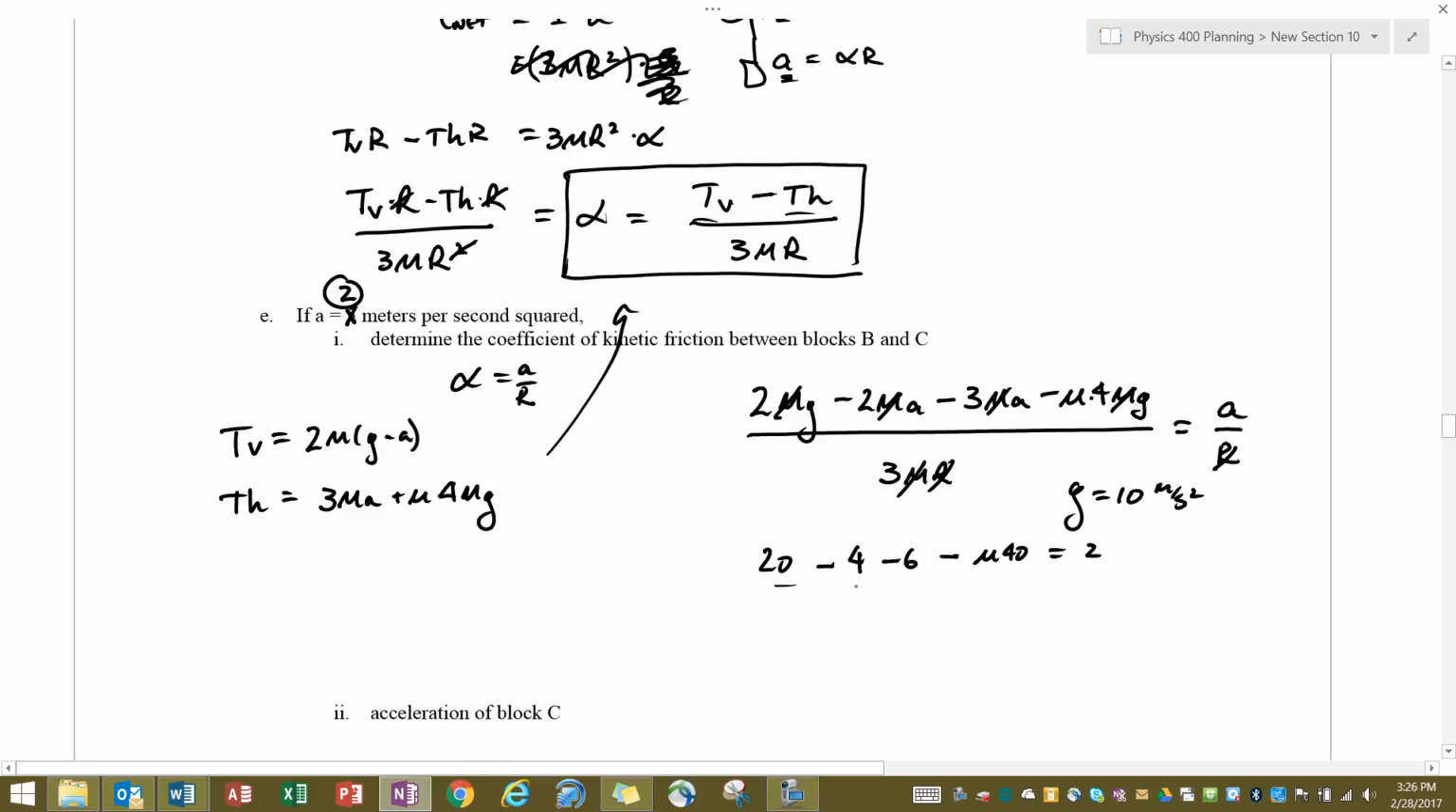So we have 20 minus 10. Bring this over. That would be minus 2 more. So 8 is equal to mu times 40. So mu is equal to 8/40, which is 0.2.